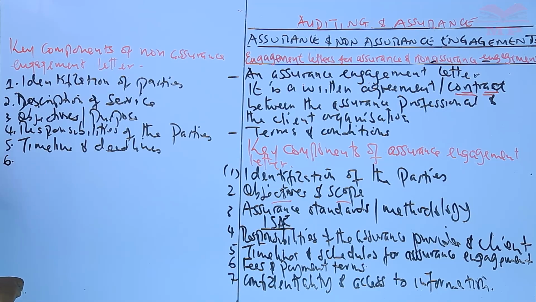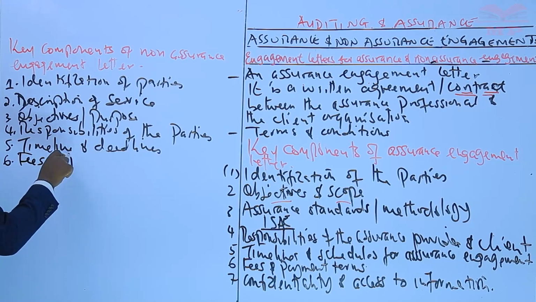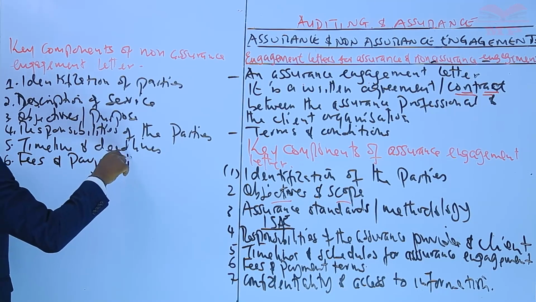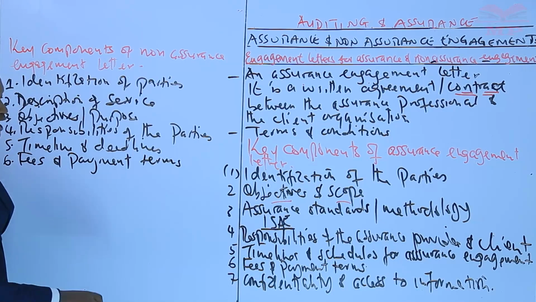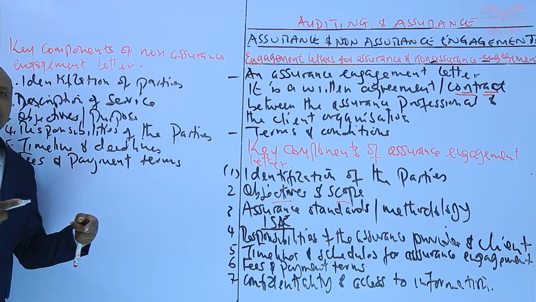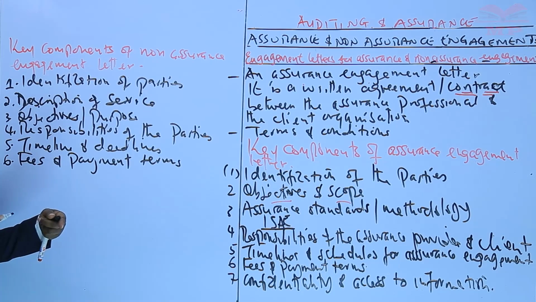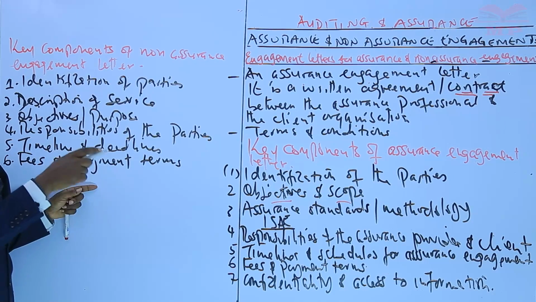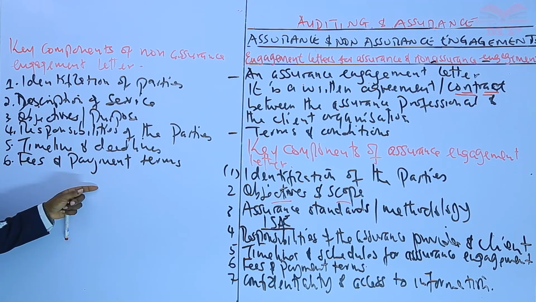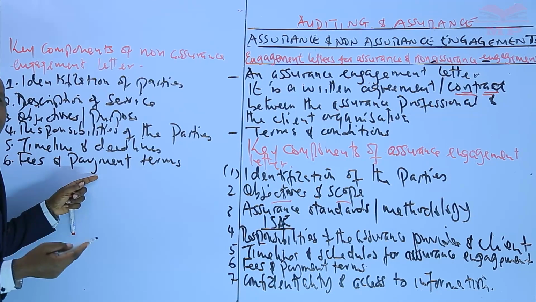6. Fees and payment terms. This section addresses fees for the non-assurance provider and the payment terms. Fees the provider is expected to be paid, and under what terms.